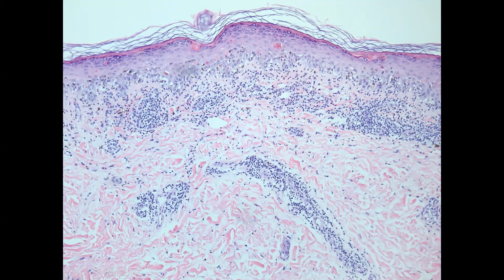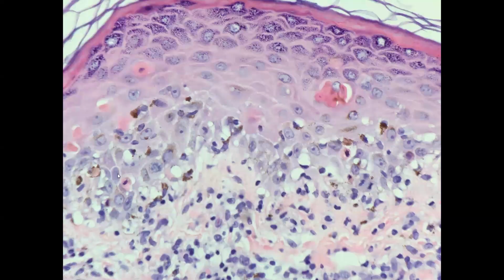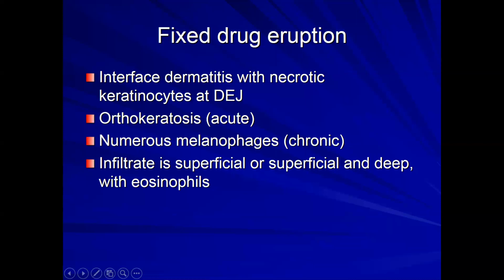And you'll have melanophages right below the DEJ where you drop your pigment because you have an interface. Looking up closer, here is your interface with your vascular alteration and your necrotic keratinocytes down low. Here are some clumps of necrotics above. And then you see your pigment dropping right below. Your infiltrate should have not so many eosinophils.